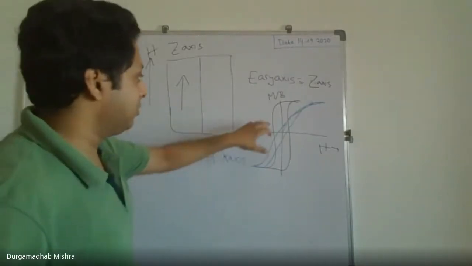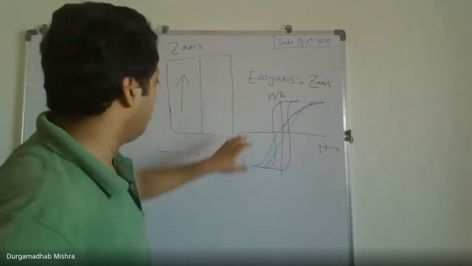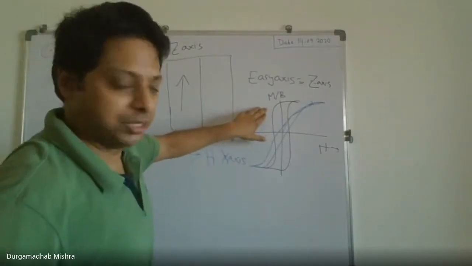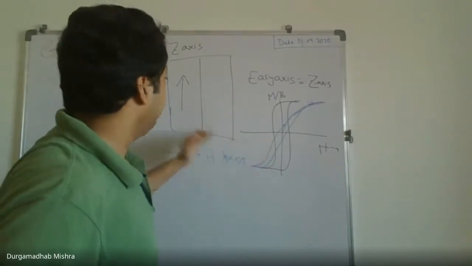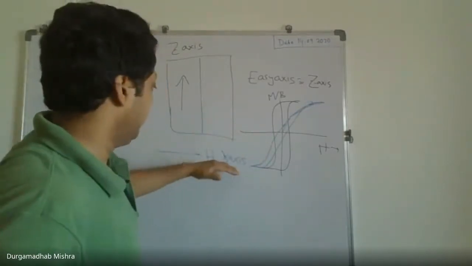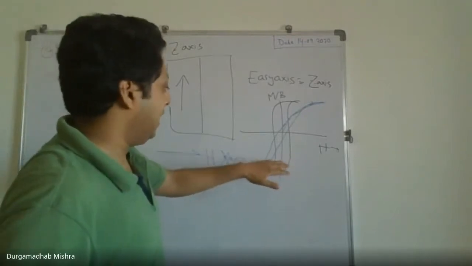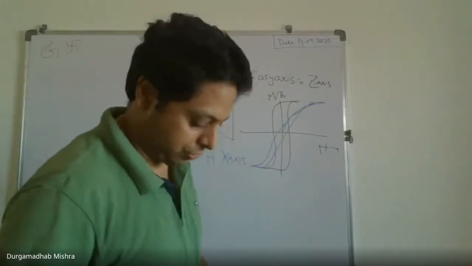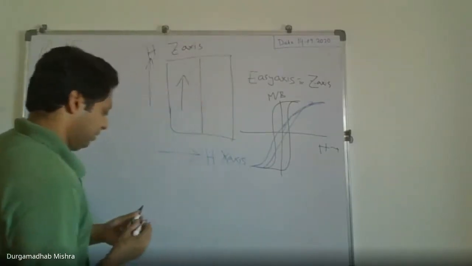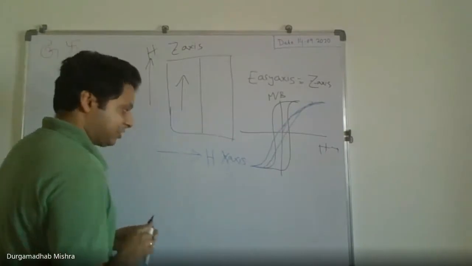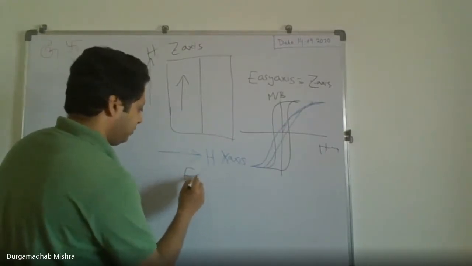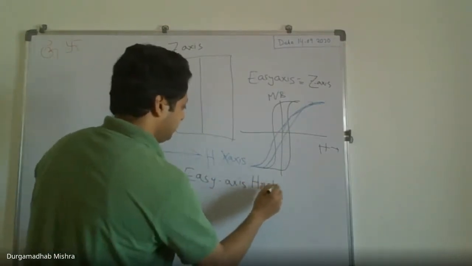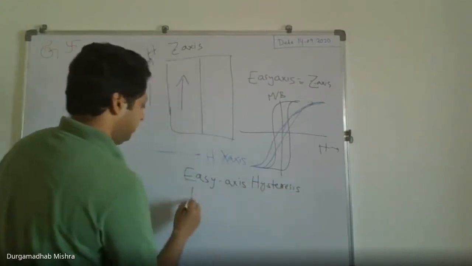So what I was telling is that when you apply a magnetic field along the easy axis, which is let's say the Z axis, you get a normal hysteresis. But when you apply it perpendicular to it, which is your x-axis, suppose, you get a very weird hysteresis loop, and it is called a hard axis hysteresis. So you have an easy axis hysteresis loop, and there is also a hard axis.